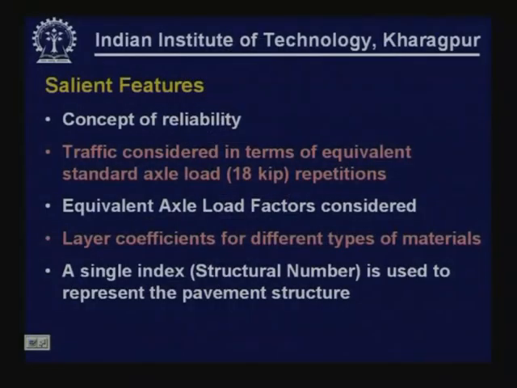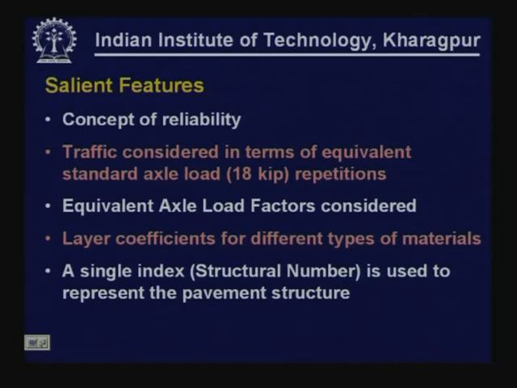The traffic is considered in terms of equivalent standard axle load, that is 18 kip. 18 kip is 18,000 pounds repetitions. This is similar to what we considered for the IRC 37 2001 version also. Traffic is considered in terms of 80 kilonewton equivalent to 18 kip standard axle load repetitions.